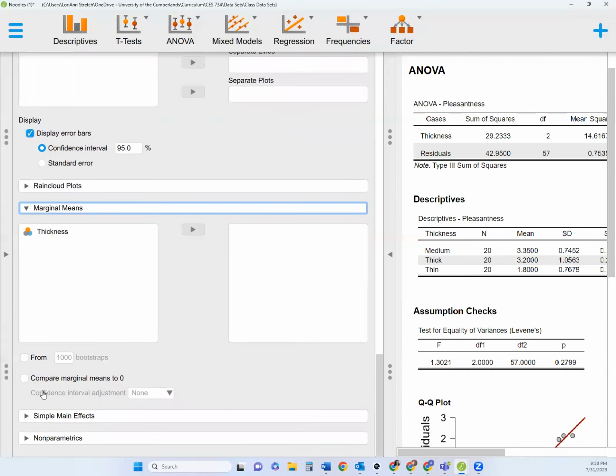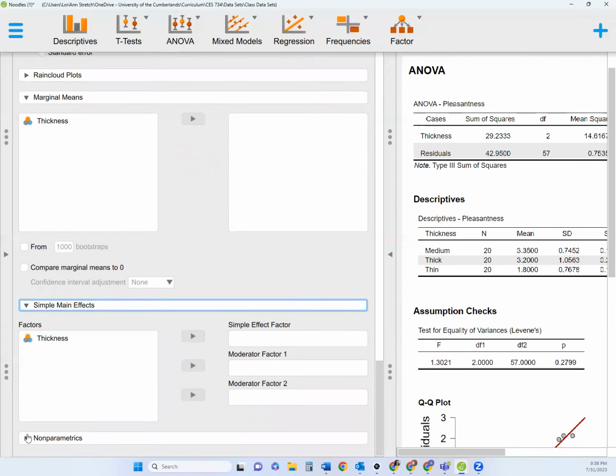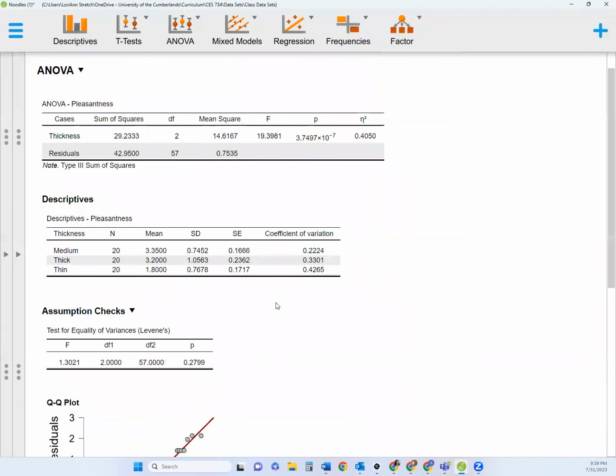And that's all we need for right now. If we wanted to run our non-parametric, we would have a non-parametric here. We don't know if we need that yet or not because we've got to see what our normal distribution is and to see if any of our assumptions are violated.